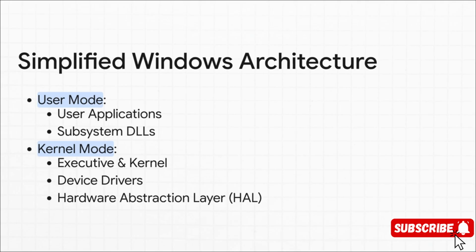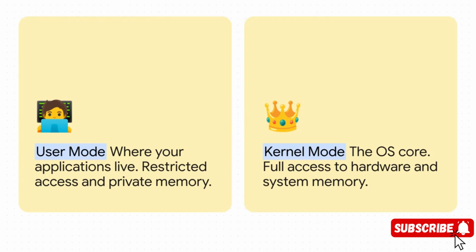Everything you interact with, your web browser, your games, everything lives up top in what we call user mode. But the real power, the core logic that actually controls the hardware, lives down below in the protected kernel mode. This separation is everything. So why does this matter so much?